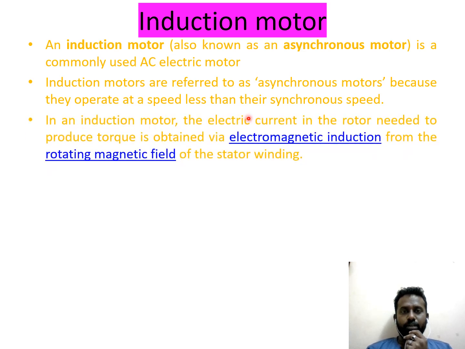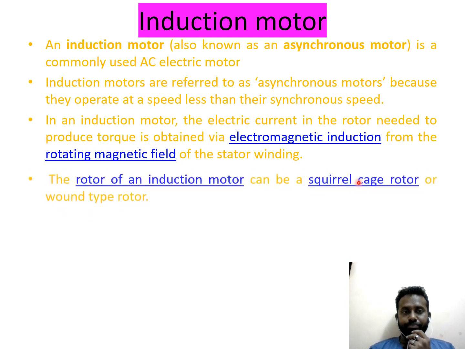In an induction motor, the electric current in the rotor needed to produce torque is obtained via electromagnetic induction from the rotating magnetic field of the stator winding. That means this torque is developed by the electromagnetic induction principle from the RMF. RMF is the rotating magnetic field of the stator winding.